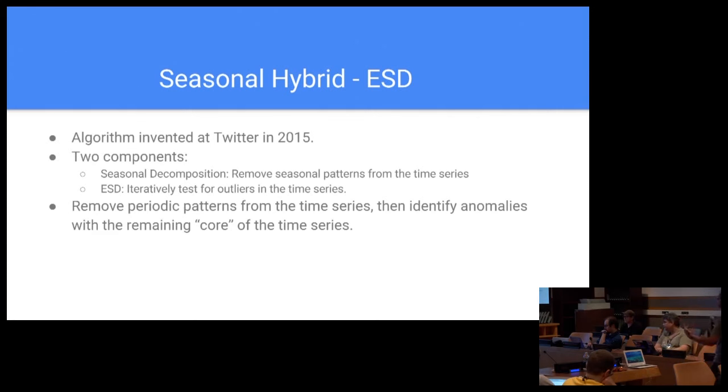And so this algorithm has two components. It has a seasonal decomposition component, which deals with the time series element of the problem, and then it has the ESD component, the extreme studentized deviate, which deals with the anomaly detection component of the problem. The general idea is that we want to remove some of the temporal noise from the data before we try to detect outliers. The first step, seasonal decomposition, removes the temporal noise that we don't care about. Then after we remove the noise, so we basically clean the data, we can move on to the second component, which will actually identify the anomalies within the remaining meat of the data.